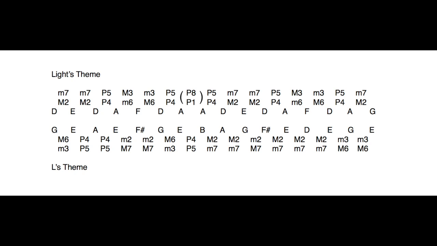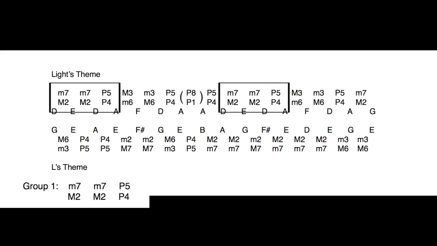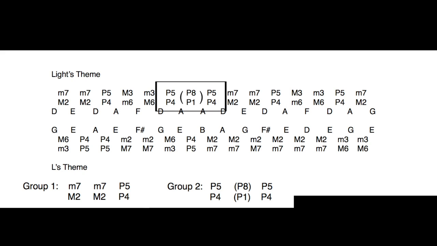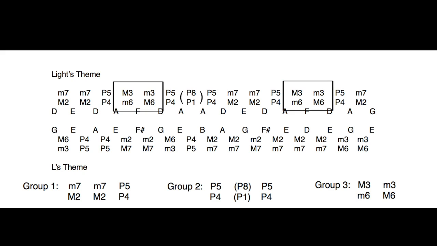The first iteration of Light's theme, outlining a D minor chord, is broken up into 3 interval groups. The first interval group is minor 7th or major 2nd, minor 7th or major 2nd, then perfect 5th or perfect 4th. The second grouping is perfect 5th or perfect 4th, (perfect octave or perfect unison), perfect 5th or perfect 4th. Perfect octave and perfect unison are in parentheses because they're technically the same pitch class, and if you're comparing the two melodies, it won't matter as much for making a mental connection. The third and final interval grouping is major 3rd or minor 6th, minor 3rd or major 6th.